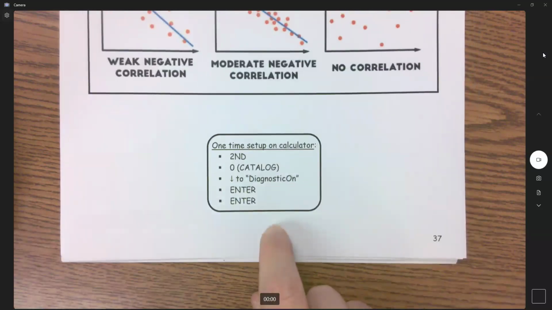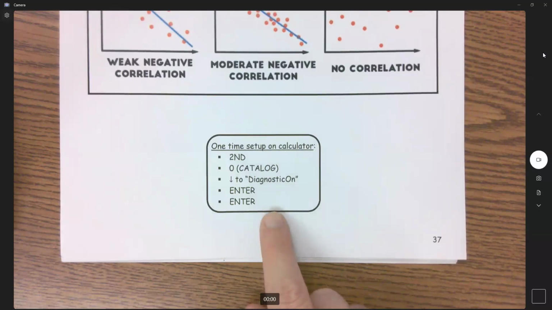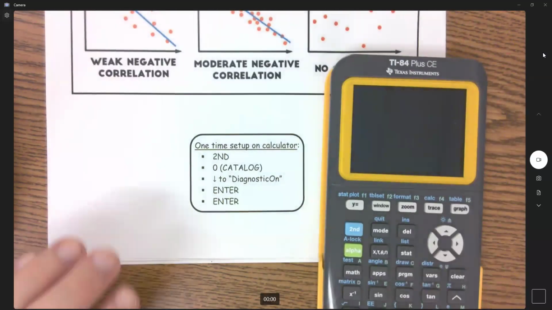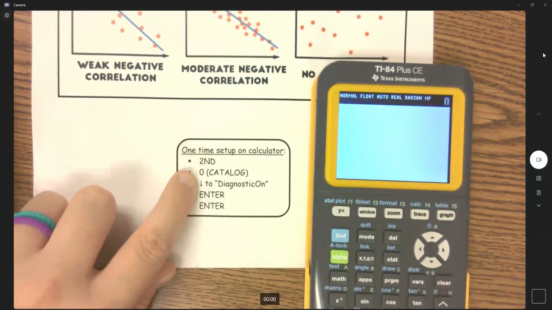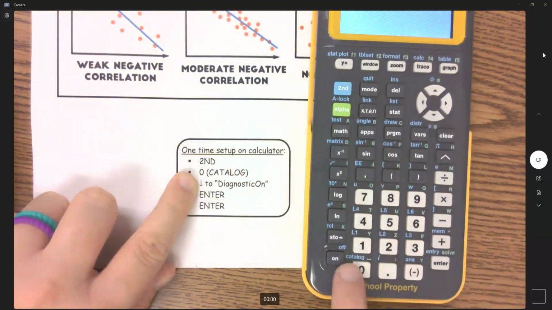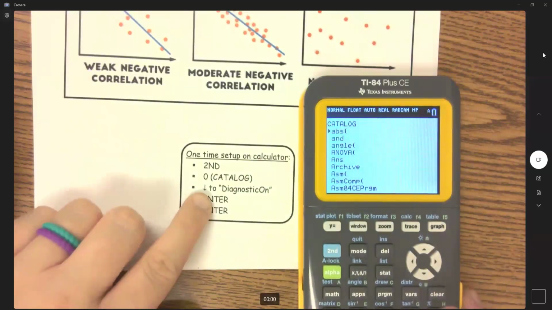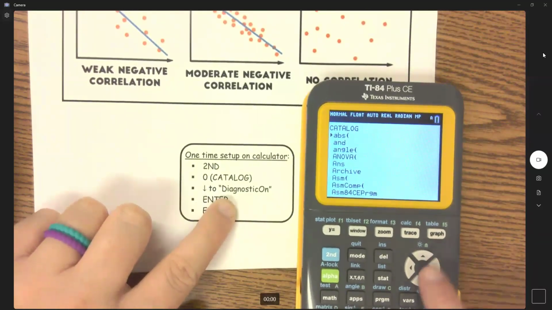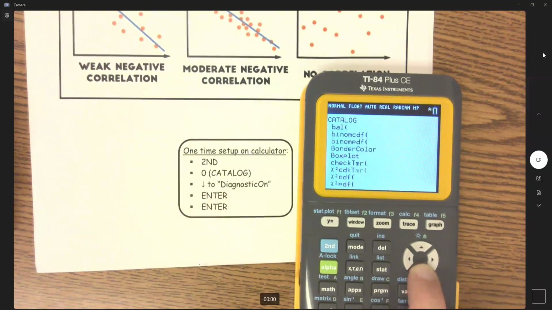Now, before we can do any of our regressions, we need to do this one-time setup on our calculator. So follow along with me. We want to first hit second 0, which you can see down here is my catalog. I'm going to hit second 0, and I want to arrow down to DiagnosticON. So I would just hold that arrow. It's quite a bit down here. We have a lot of functions that we can do on our calculator. So go all the way down to DiagnosticON.